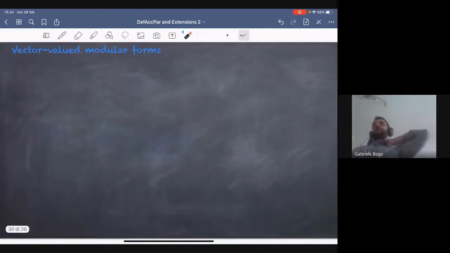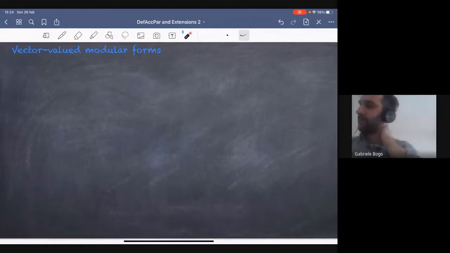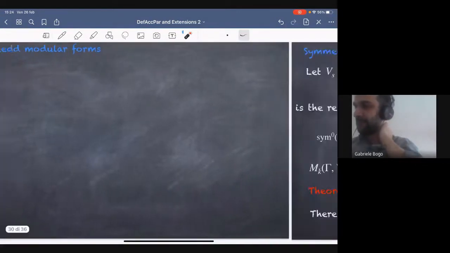Now, we're coming to the end of this presentation, and I want to give an alternative description of this derivative induced by derivation in the accessory parameters in terms of vector valued modular forms for specific representations.